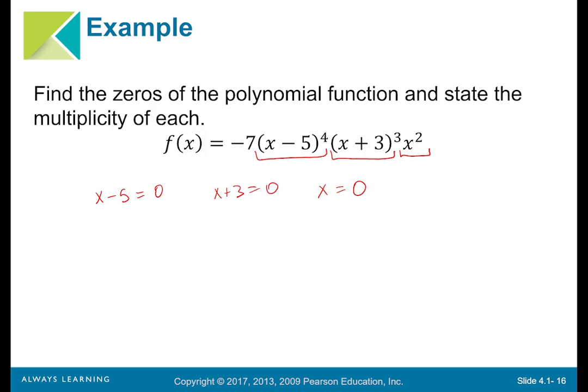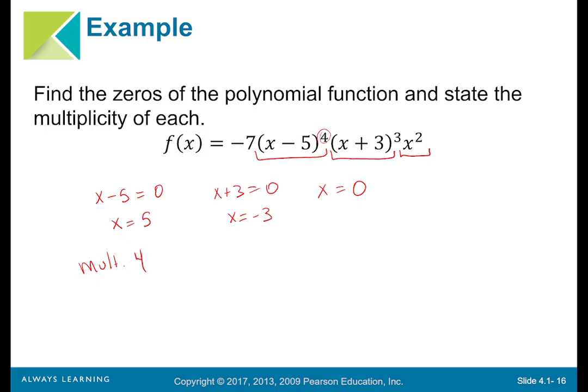So we focus in. We look at x minus 5 and we add 5 to both sides. I get x equals 5. Then I have x plus 3 equals 0. I subtract 3 from both sides, and I have x equals minus 3. And then with the last one, I just have x equals 0. So for the first one, x equals 5, that is raised to the 4th. So that has multiplicity 4.